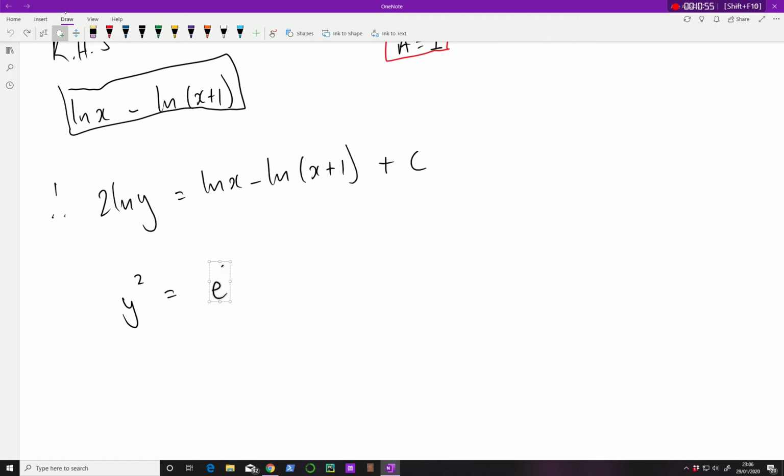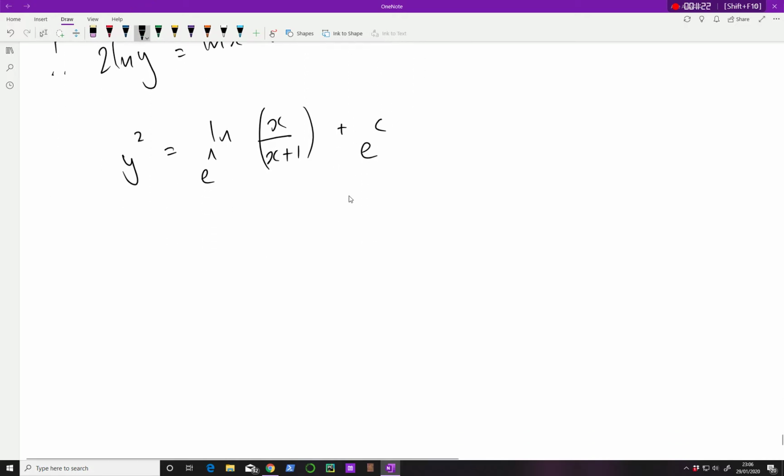So that's going to be y squared equals, I'm going to put these together first of all. So that's going to be ln x over x plus 1. And then I'm basically just raising this to the power of e. And I'm also raising e to the power of c, sorry. These cancel.